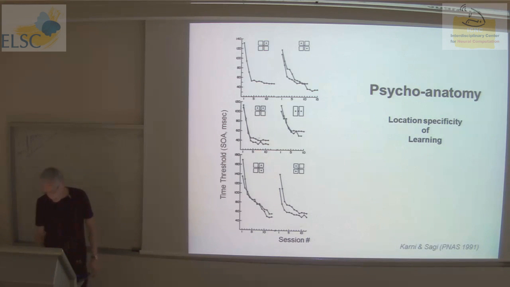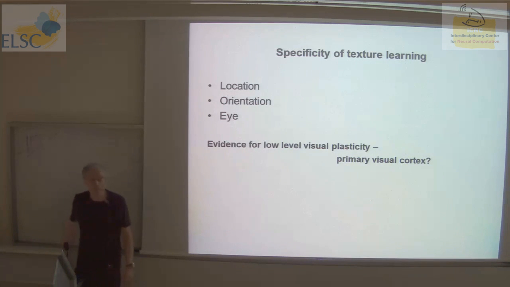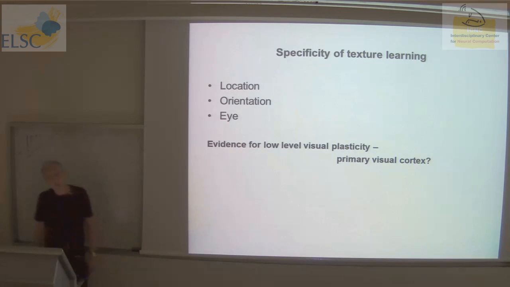Okay, so this is specificity for retinal location. The same way it can be shown that it's specific for location, orientation, and eye. You train with one eye, and it doesn't transfer to the other. Was the training done only in the specific location? Well, there was some jitter, a little bit.